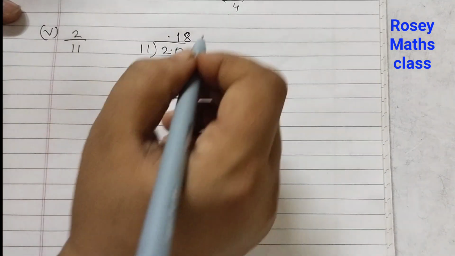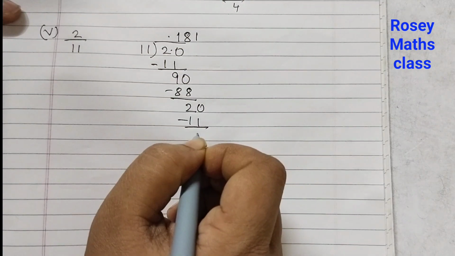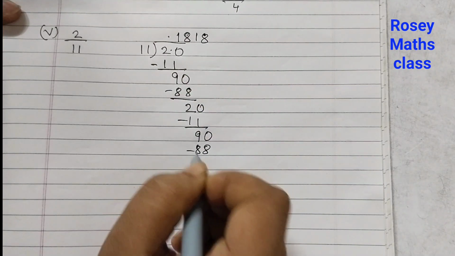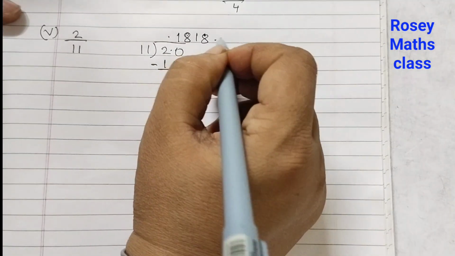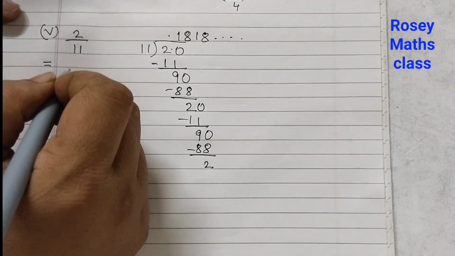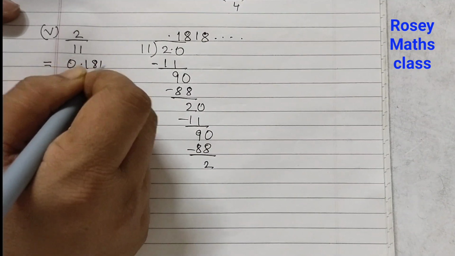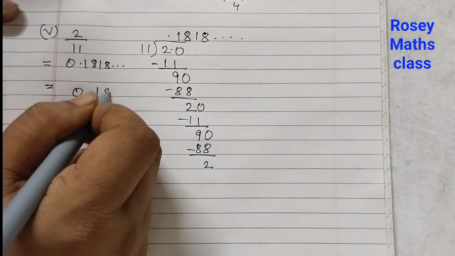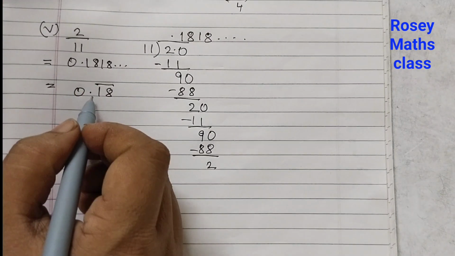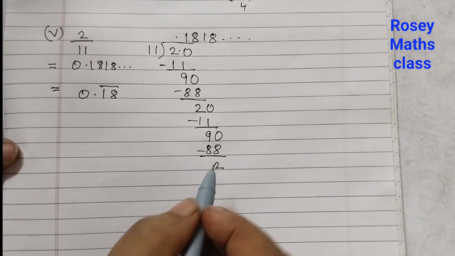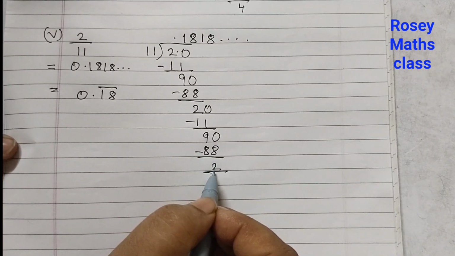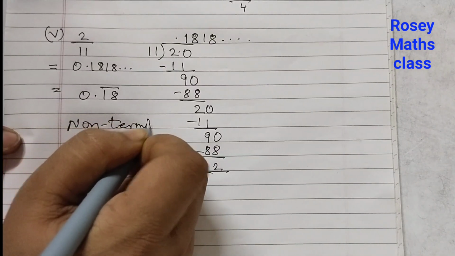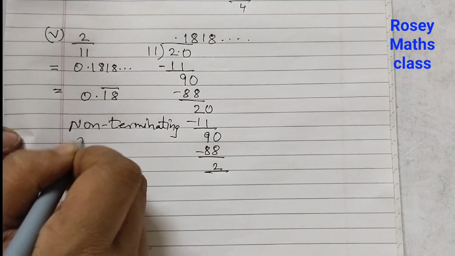Again we'll put a 0. 11 ones are 11. 9. Put a 0. 11 eights are 88. And this would go on. So we shall stop here. Write the decimal expansion as 0.1818... like this, or you can write it as 0.18 with a bar to show that these two digits are repeating. So this is non-terminating because the remainder is not 0. So it's non-terminating recurring.